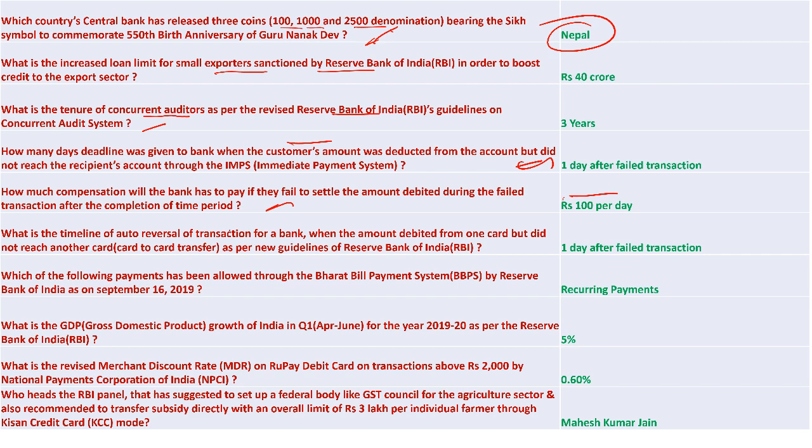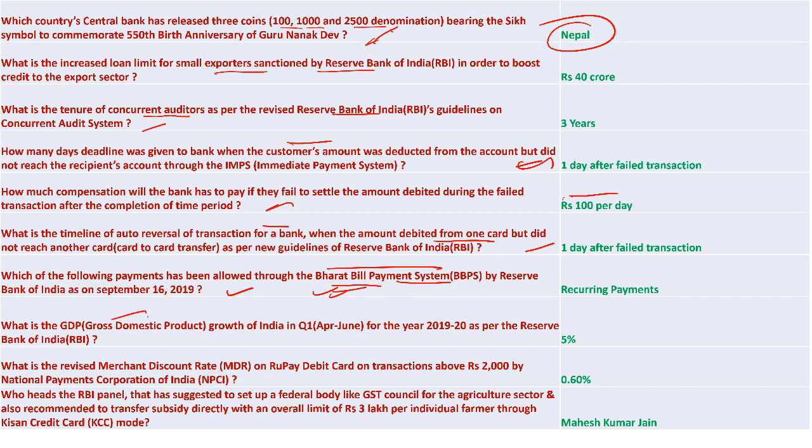Auto reversal of the transaction from the bank when the amount is debited on the card but did not reach the merchant, as per the new guideline, again 1 day. Recurring payment has been allowed by BBPS. This is why I asked you this in your abbreviation. That's Bharat Bill Payment System by Reserve Bank of India, right?